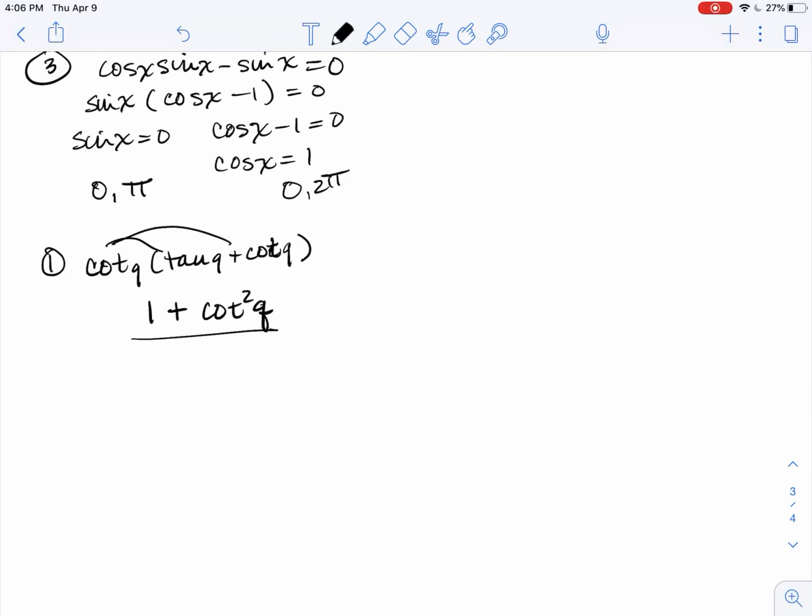Now this looks like a Pythagorean identity. So I'm going to go back up and see if I can figure out which Pythagorean identity. And actually, it is 1 plus cotangent squared q is equal to cosecant squared theta, or cosecant squared q. And that one's done.